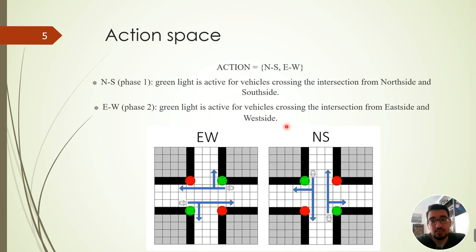The second component is action space. Our action is to activate the green signal adaptively for a set of non-intersecting lanes. The simulator that I've designed is composed of two different actions. The green signal is active for vertical lanes, and the green signal is active for horizontal lanes.